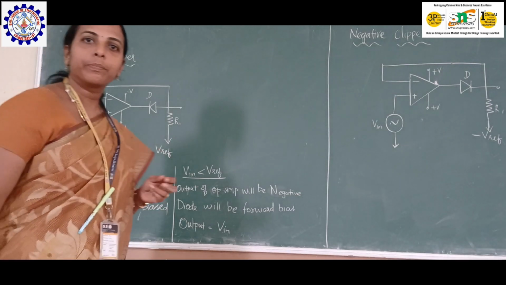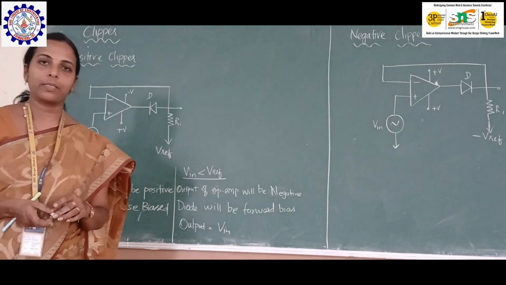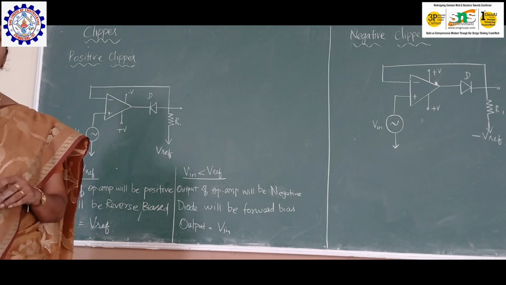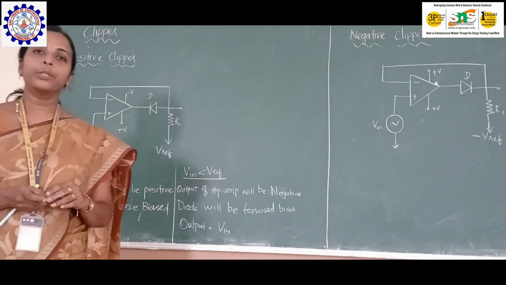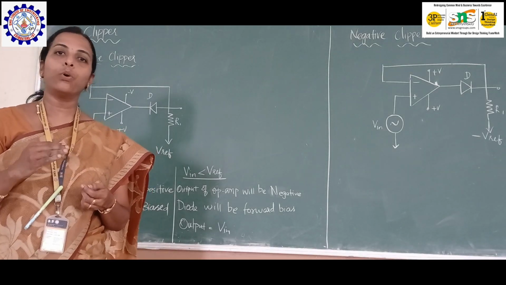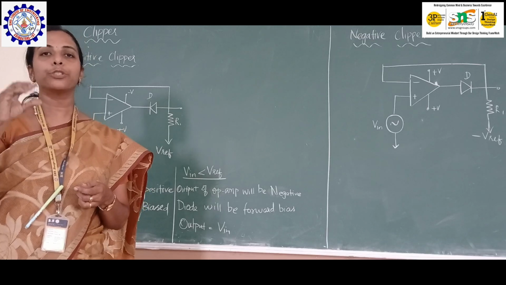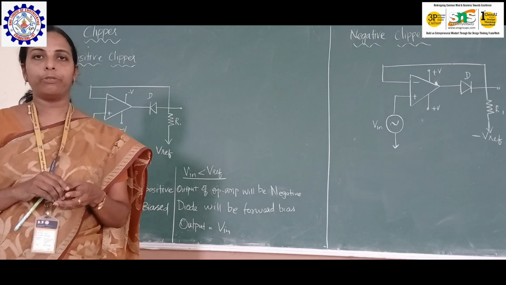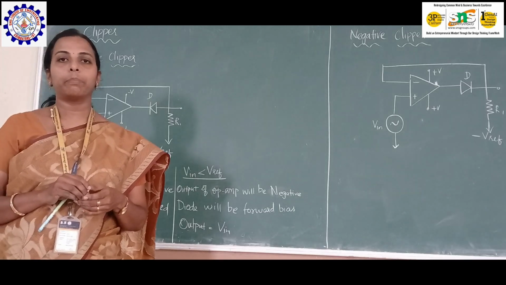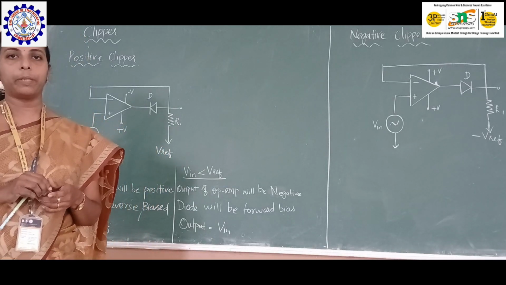Hello everyone. In today's lecture, we are going to discuss clippers in the context of operational amplifiers. A clipper is a device which is used to clip any unwanted signals. If we do not want a particular portion of a signal, using a clipper, we can clip it off. There are two types of clippers: one is the positive clipper and the other is the negative clipper.